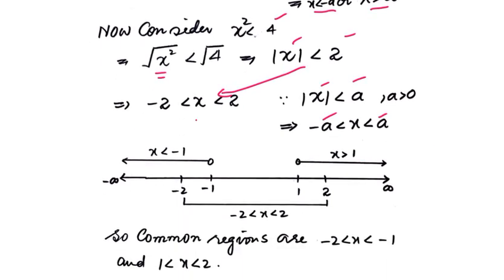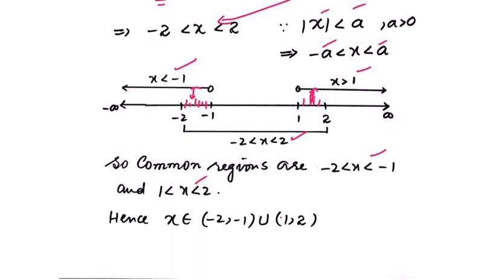Plotting all of these regions on a number line, the first region is x greater than 1, the second is x less than minus 1, and the third one is minus 2 to plus 2. Now you can observe that the common region is this one in these two portions, and this region is common in these two portions. So the common regions are minus 2 to minus 1, and the second region is 1 to 2. Hence our solution set lies between minus 2 to minus 1 union 1 to 2.